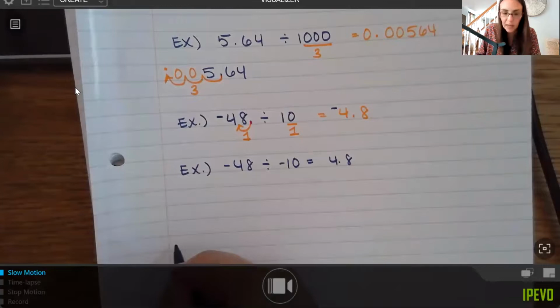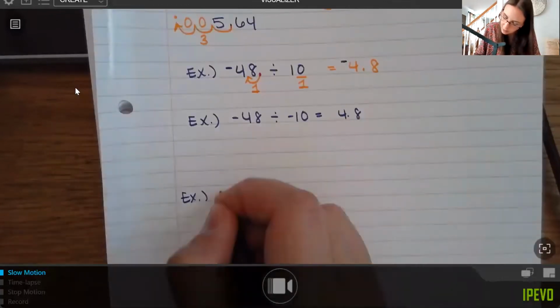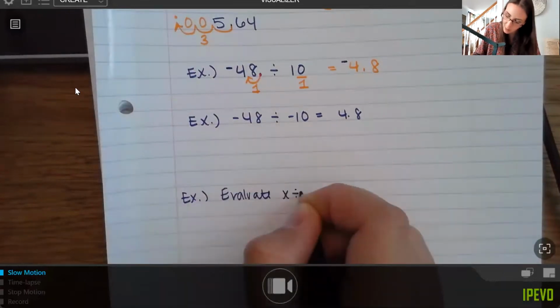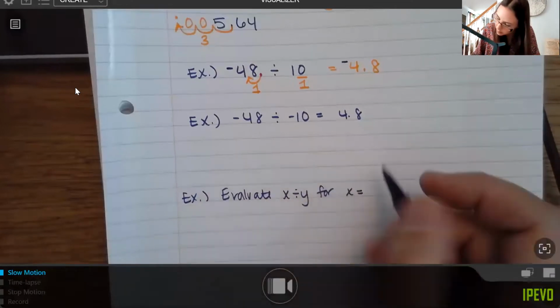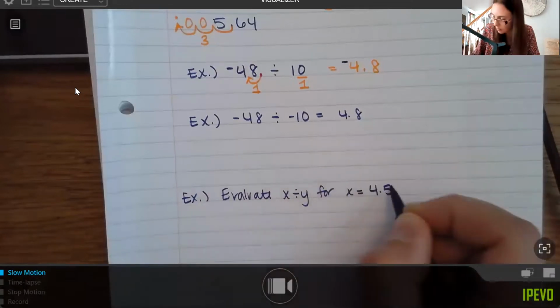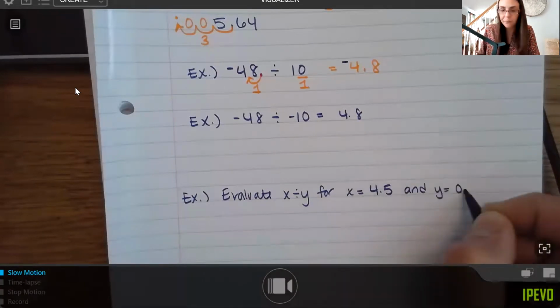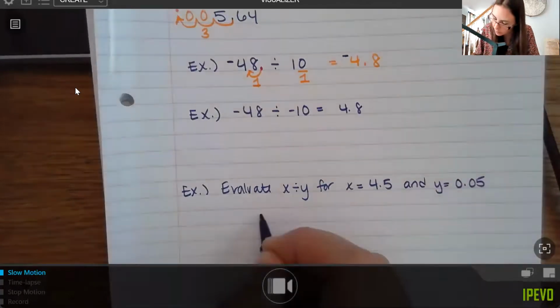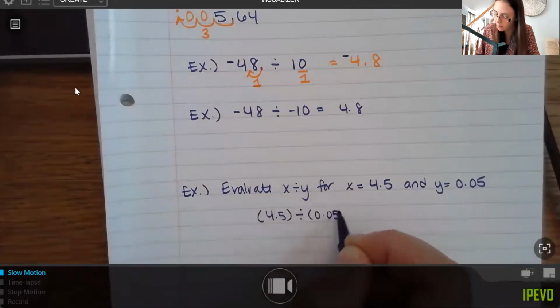Let's also do a few examples with variables before we move on. So let's evaluate x divided by y for x equals 4.5 and y equals 0.05. So if I'm evaluating, I'm just plugging these numbers in. So I have 4.5 divided by 0.05.